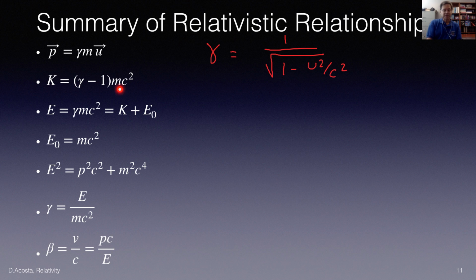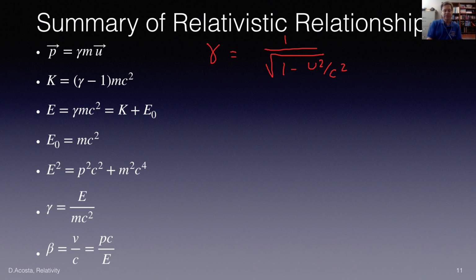Then we have the kinetic energy of a particle, which in relativity is (gamma minus 1) mc squared. We have the total energy of the particle, which is just gamma mc squared. And that's the sum of kinetic plus E naught, where E naught is considered the rest mass energy, mc squared. Basically, that's the part of Einstein's equation that everyone remembers, but the full form is gamma mc squared.